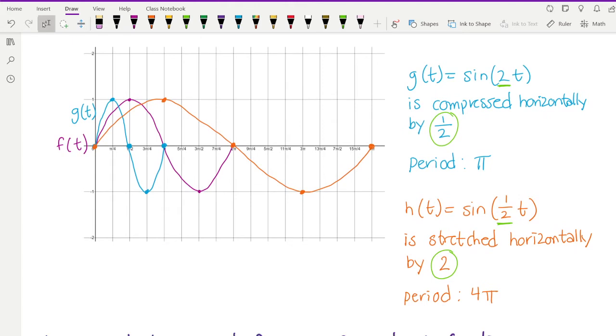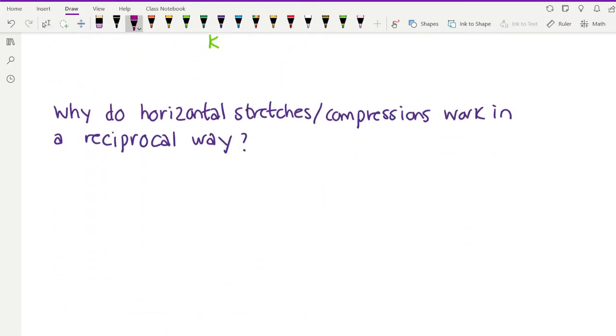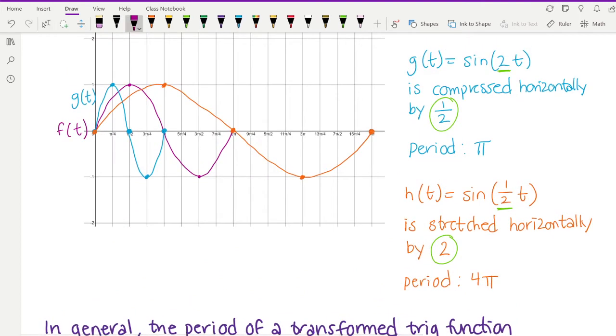But really, I think the best way to understand why this works the way it does is to test out plugging in some numbers. So for example, in the original function, f of t is equal to sine of t. If you plug in pi over 2 into f of t, so if we do f of pi over 2, that would be equal to sine of pi over 2, which would give us a height of 1. So that would be like this point here.